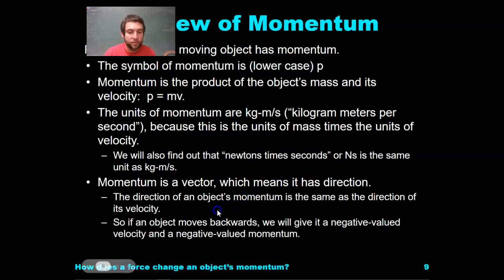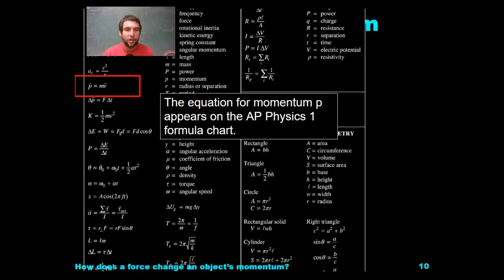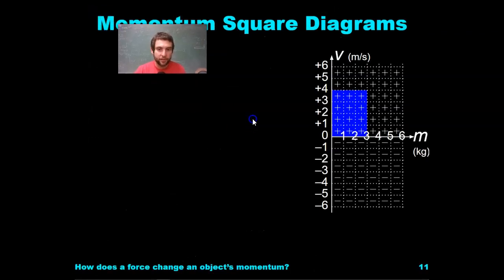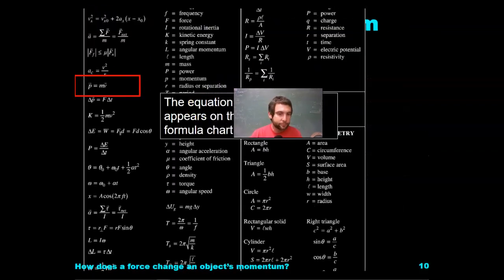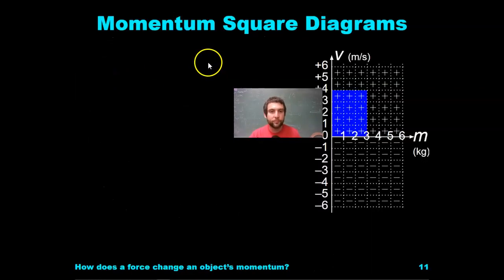So if an object moves backwards, we're going to give it a negative valued velocity and therefore a negative valued momentum. On the equation sheet, it's going to look like this with the vector symbol above it.